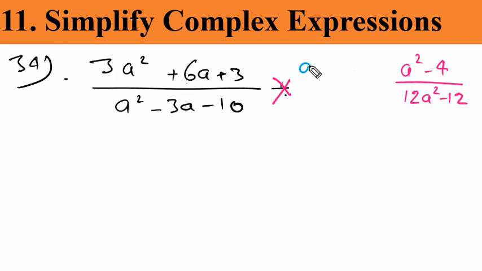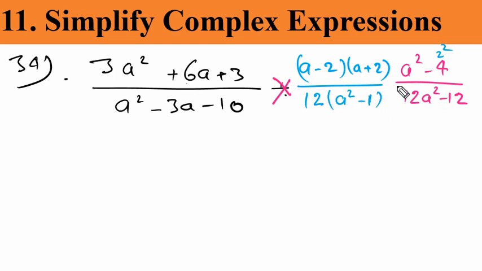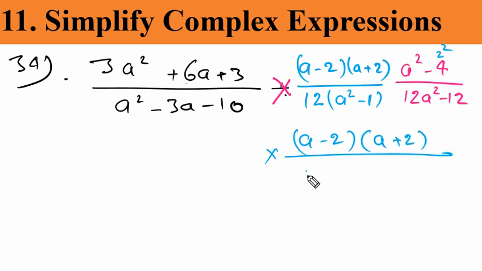I will change this as a minus 2, a plus 2. How? Because this is a square minus 2 square, right? 12 as a common factor, and then it will be a square minus 1, right? This is basically 1 square. So what we can do with this, we can do a simple thing: I will change it to a minus 2, a plus 2, same, 12 outside, a minus 1, a plus 1, a square minus 1 square.